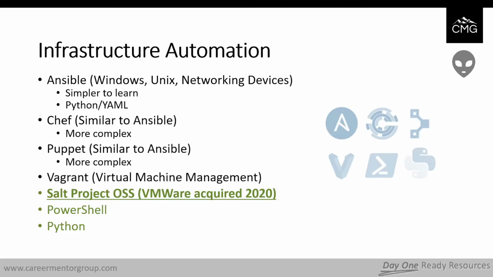If I were to make recommendations on tools, Chef and Puppet are very similar to Ansible with different features and different capabilities. However, they're a little more complex to understand. So if you're jumping in and you want to get started, Ansible is very easy to learn, and I would recommend that. If you haven't checked out the SALT project, which was recently acquired by VMware, I highly recommend that as well.